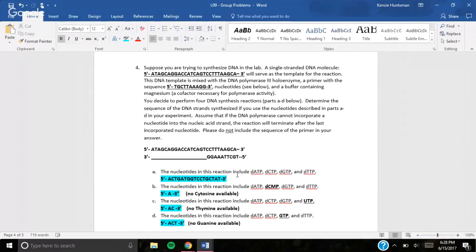For C, you have U, so that's for RNA. So you don't have any thymine available. So running 5' to 3', you would just have AC because you hit that third where you would need a thymine, and they're not available. And for D, you have no guanine, so you would just go until you needed a G, and all you can do 5' to 3' is the ACT. And then the strand ends because it doesn't have any guanines.